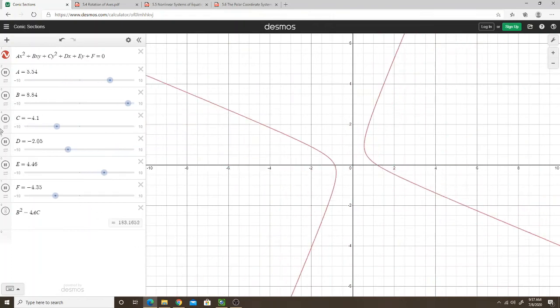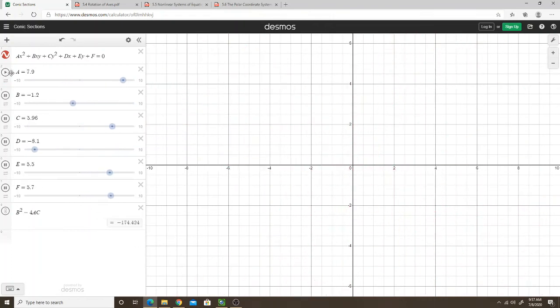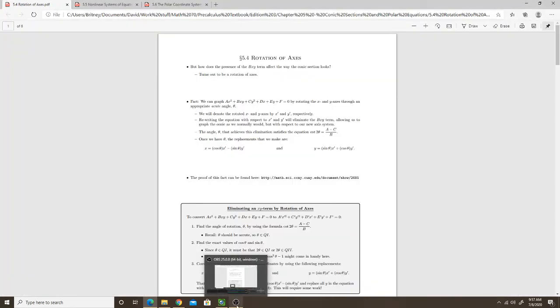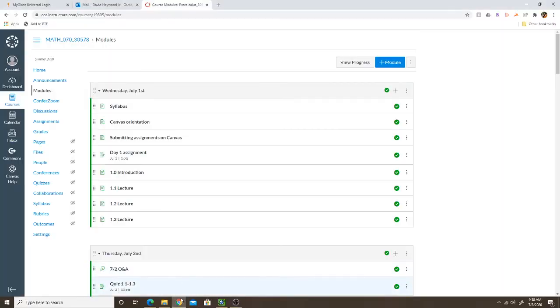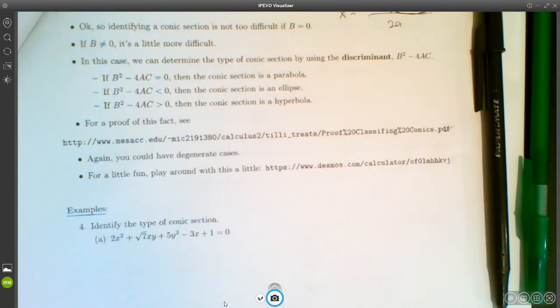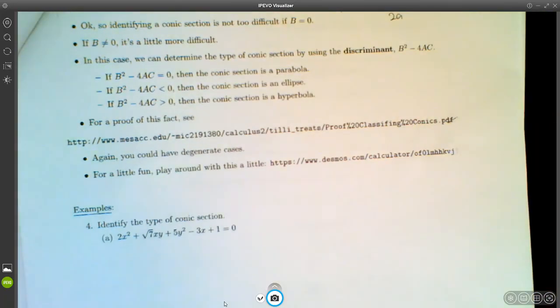Anyway, that's it for that. I gave away what 5.4 is all about. Where am I? There I am. Okay.